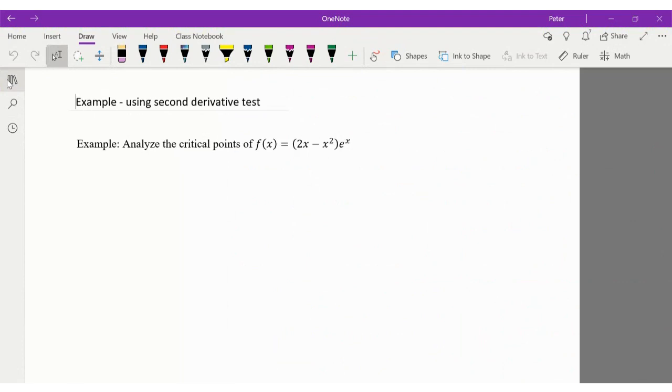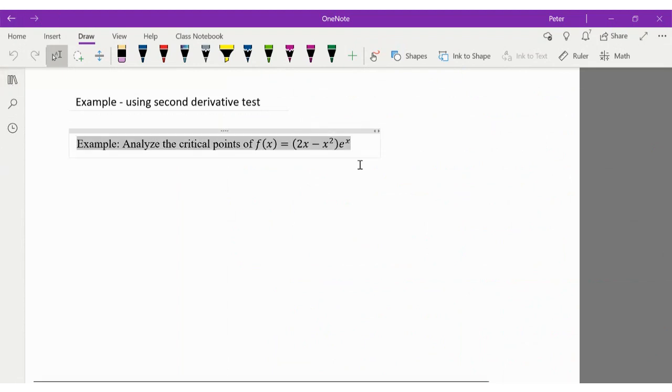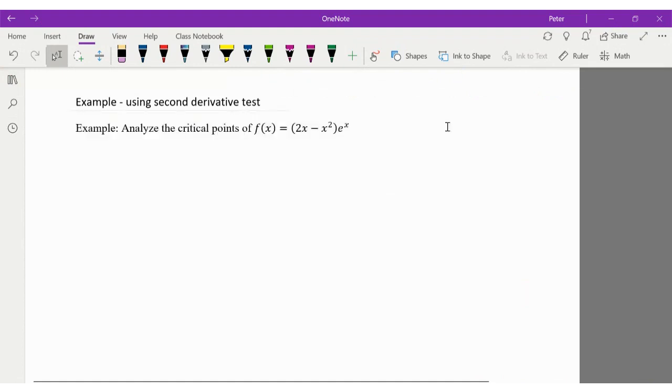Okay, so let's just do a second derivative test example. Let's analyze the critical points of f of x equals 2x minus x squared times e to the x. So what we need to do, first of all, is find the critical points.